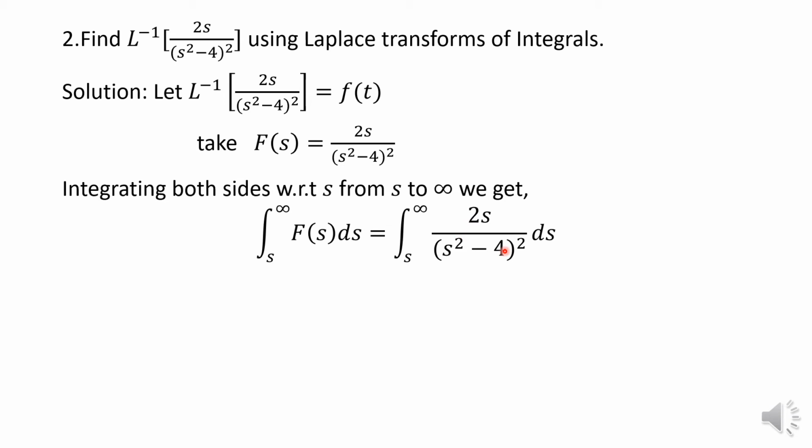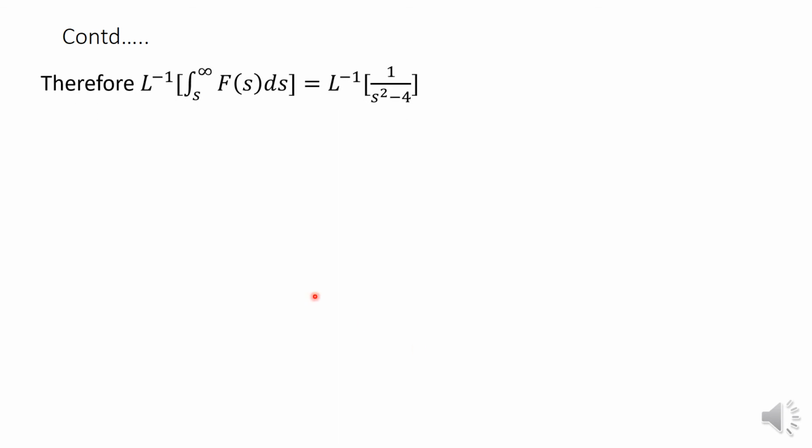whose integration is equal to minus 1 by t. So the answer is minus 1 divided by t, which is nothing but s square minus 4, between the limits s to infinity. After applying the limits of integration as in the previous case, we get this result, 1 by s square minus 4. Now you take L inverse on either side. So we get L inverse of integral s to infinity f of s ds is equal to L inverse of 1 by s square minus 4.